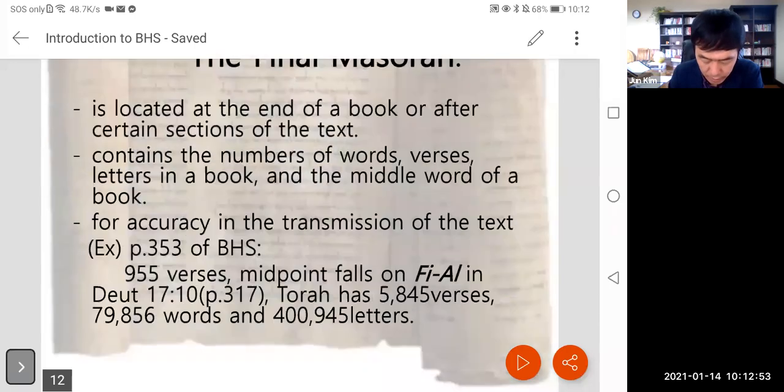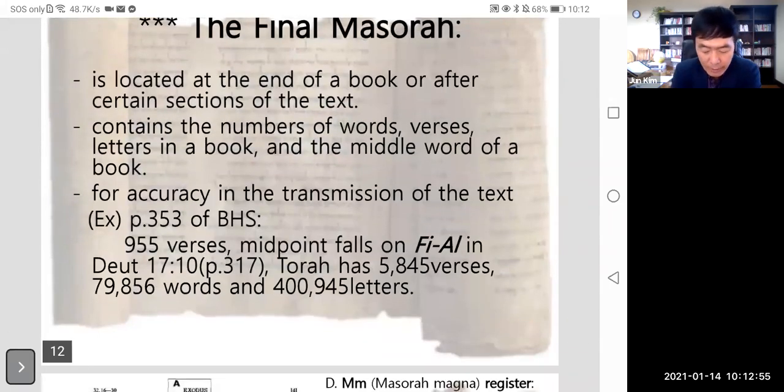Okay, let me move on. Is it located at the end of a book or after a certain section of the text? It contains the number of words, verses, and letters in a book, and the middle word of a book, for accuracy in the transmission of the text. As an example, you can take a look at page 353 of BHS. It says there are 955 verses. The midpoint falls on a word in Deuteronomy chapter 17, verse 10, on page 317.